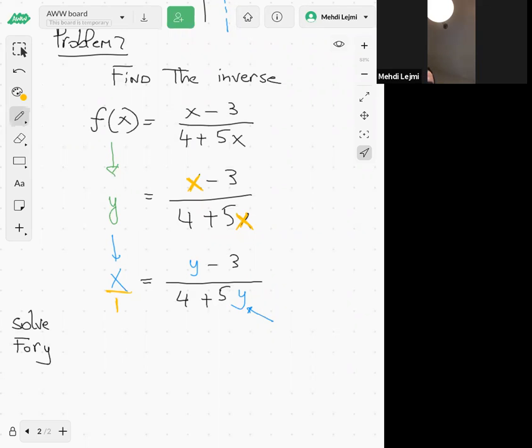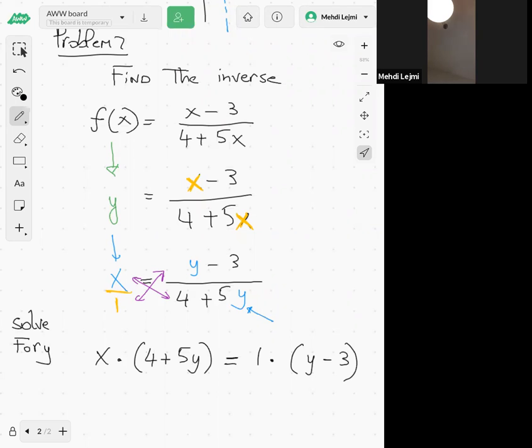And so next you cross multiply. So I'm just cross multiplying here. So when you cross multiply, that's x multiplied by the 4 plus 5y equals 1 times y minus 3. All right, so now all my y's are in the top, right? There's no y in the denominator.